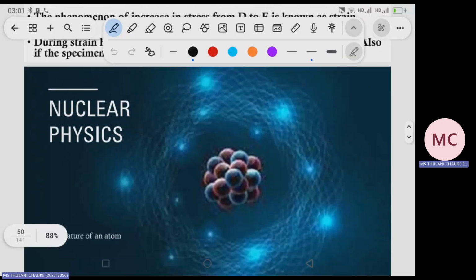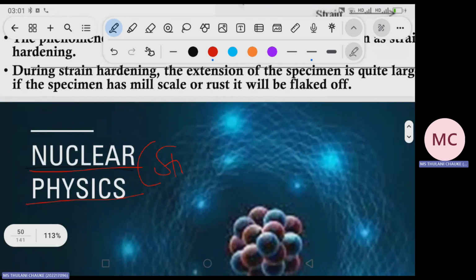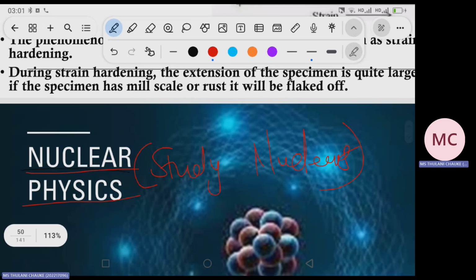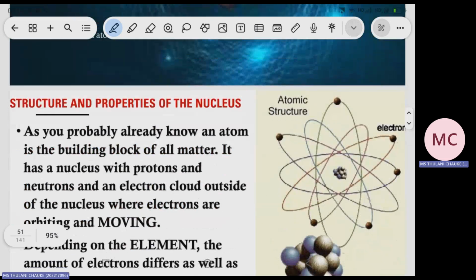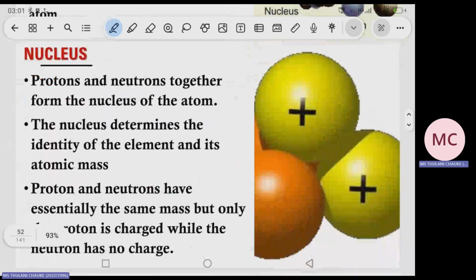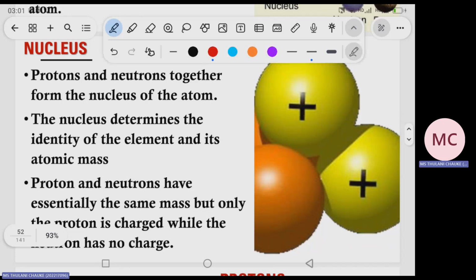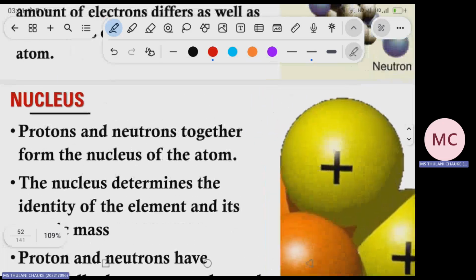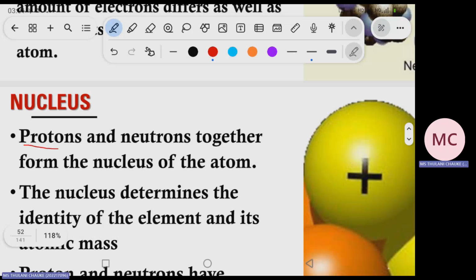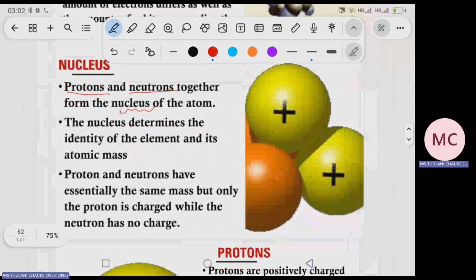Yeah, so in this recording, we'll be discussing nuclear physics, right? Nuclear physics is all about the study of the nucleus. We'll be studying how the nucleus behaves. The first thing that you must understand is that a nucleus is a collection of protons and neutrons, and that will form a nucleus.